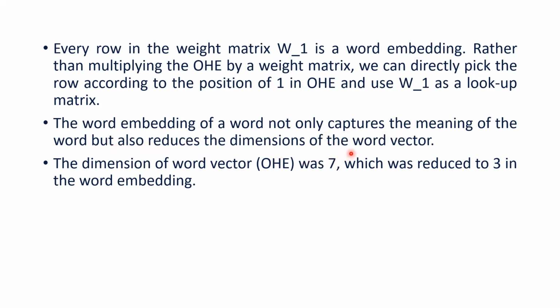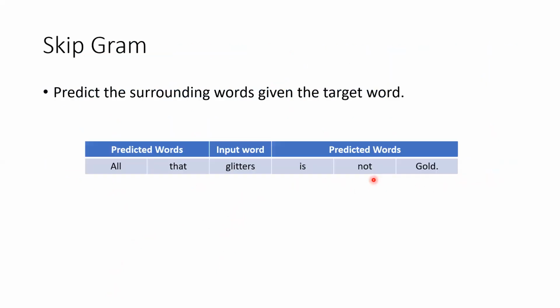That's what I was talking about, that initially we have seven values, but in the center we have the hidden layer having only 3 neurons. So we are actually reducing the dimension of the word vector also. Here that's what is written, that initially the one hot encoding was 7, which was reduced to 3 in the word embedding. Let's talk about the skip gram also.